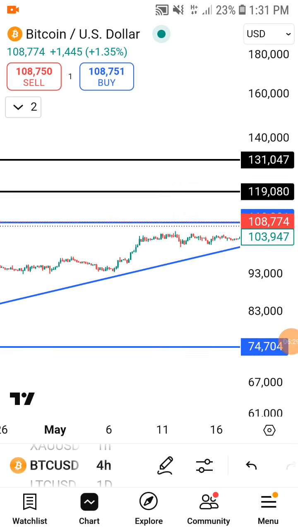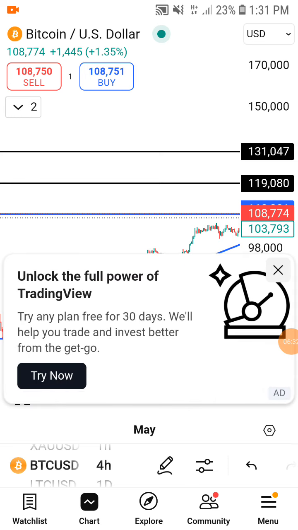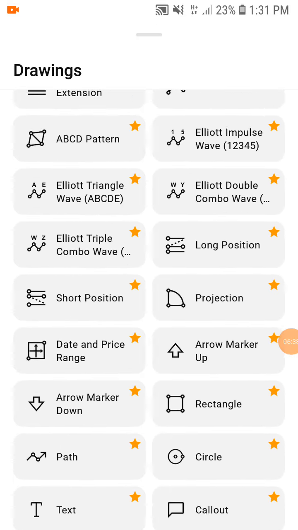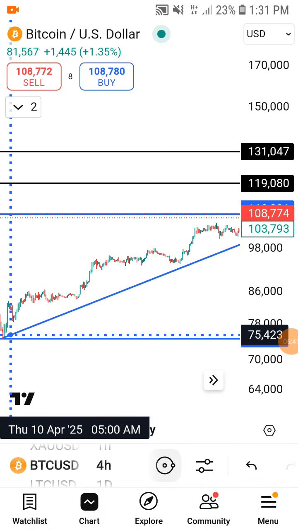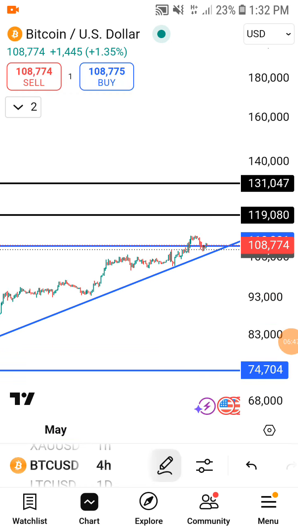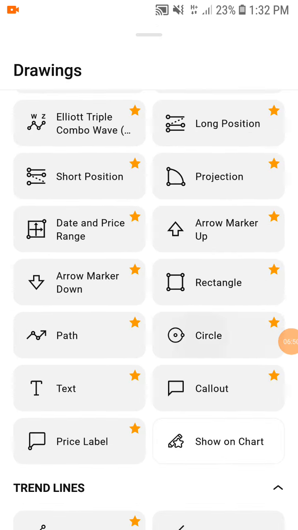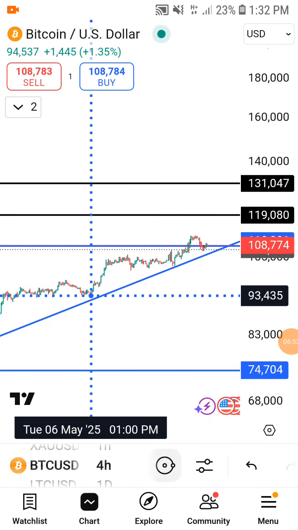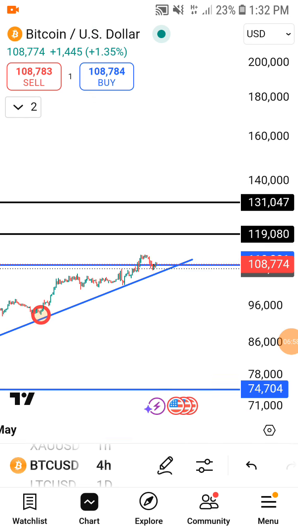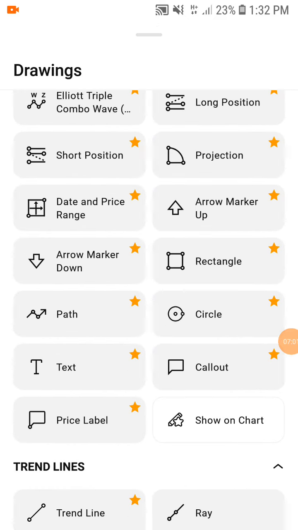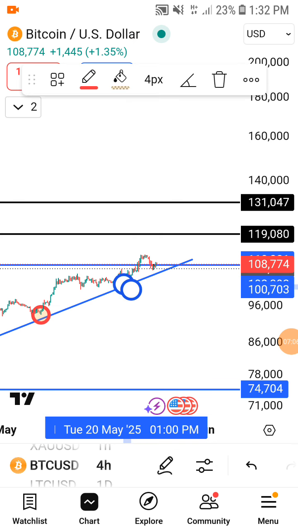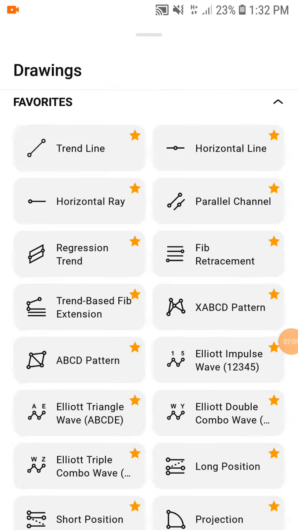Now, can you see? Let me show you. Yes, we have a first touch here. And then we actually have a touch here, almost a touch here. And then we have another touch here.